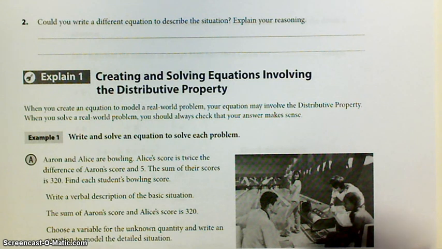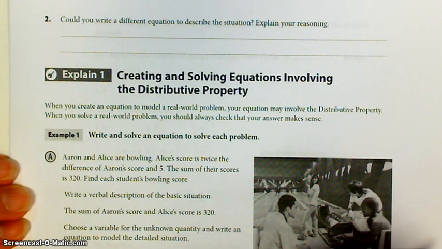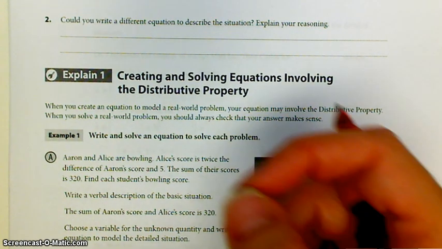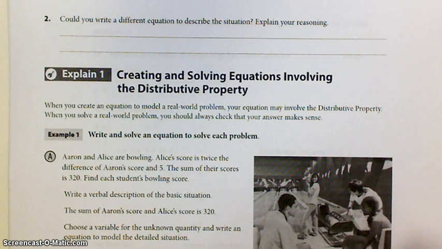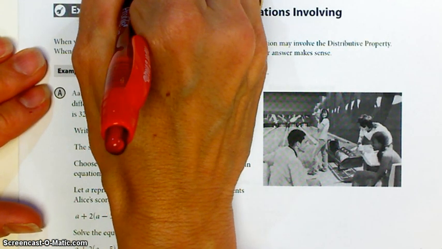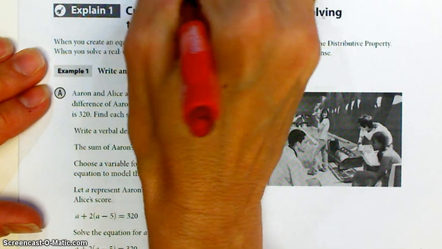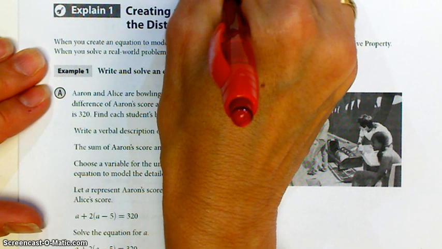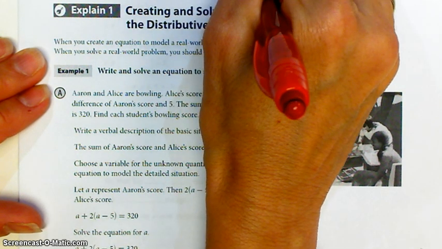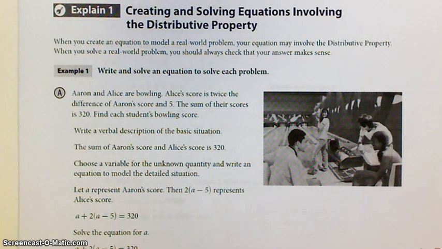All right, number 2 asks, could you write a different equation to describe the situation? And the answer actually is yes. The bottom line is we need to describe what's going on, but there's more than one way we can do that. Originally on our previous page, this was our equation. But I could also say, you know what? I know that the total, $19.90, minus the cost of the yogurt is going to give me the cost of 2 tickets. I could do it that way.